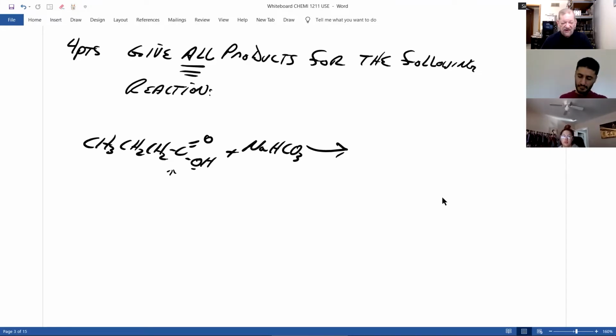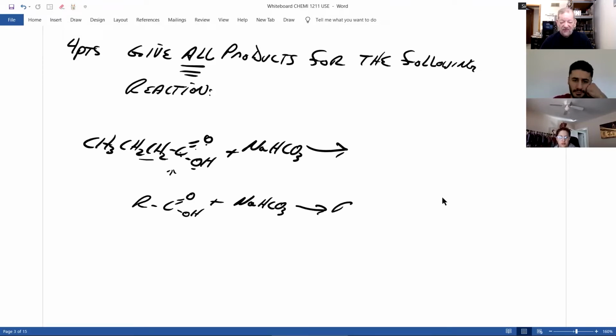Oh, oxygen here, carbonyl, carbon double bond oxygen, and hydroxyl group on the same carbon. It's a carboxylic acid with our group here. And then I have sodium bicarbonate, baking powder, and what you get are three products.